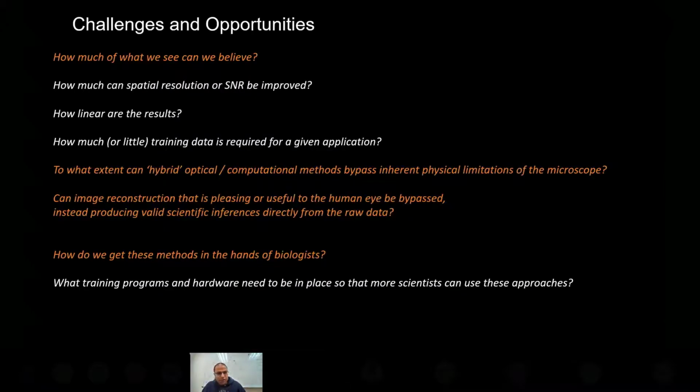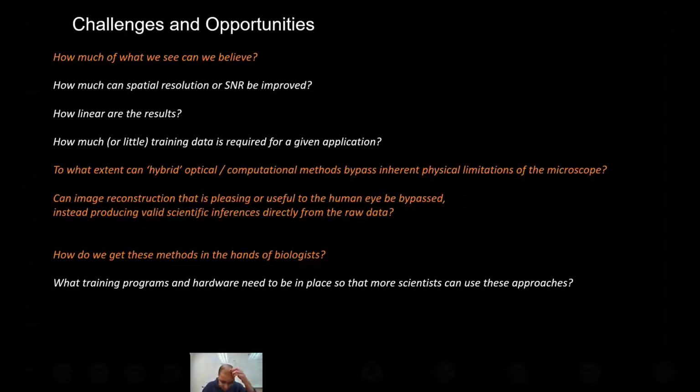But of course, there are challenges and opportunities, and the big one for the biologist is how much of what you see can you actually believe? And we've touched upon that here from my perspective in terms of spatial resolution or SNR or linearity. Another practical question I get asked a lot is how much or how little training data is needed for a given application. From an instrument development perspective, I'm interested in building hybrid workflows where I build new microscopes and build new neural networks.